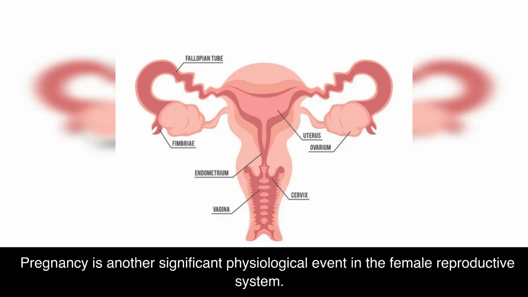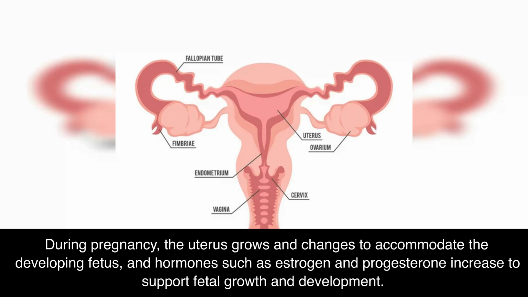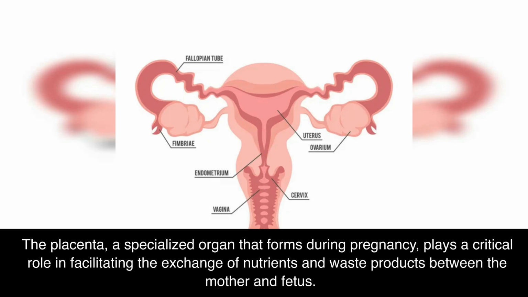Pregnancy is another significant physiological event in the female reproductive system. During pregnancy, the uterus grows and changes to accommodate the developing fetus, and hormones such as estrogen and progesterone increase to support fetal growth and development. The placenta, a specialized organ that forms during pregnancy, plays a critical role in facilitating the exchange of nutrients and waste products between the mother and fetus.